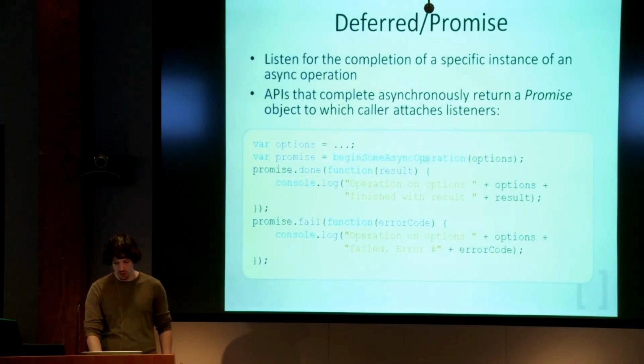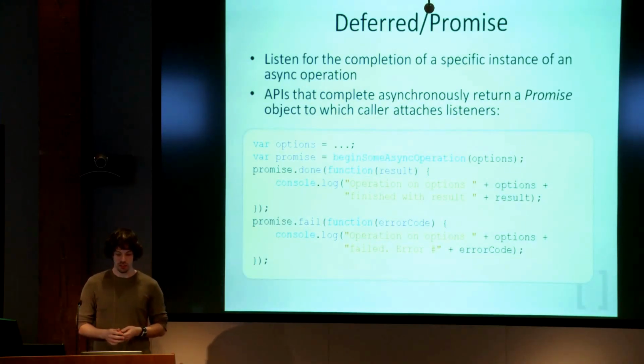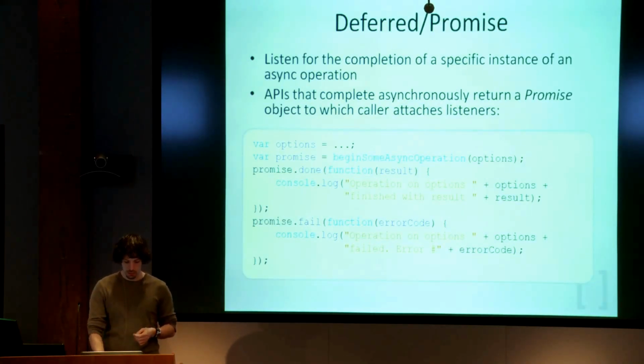You can see we're calling some method that begins an asynchronous operation. You can pass it whatever arguments, and it returns you back a promise object. Once you have that object, you can use the done and fail methods to add handlers for when the operation actually completes. And in that way, it looks a lot like just providing callbacks. I mean, you can see here, it's just providing an anonymous function in both of those cases.